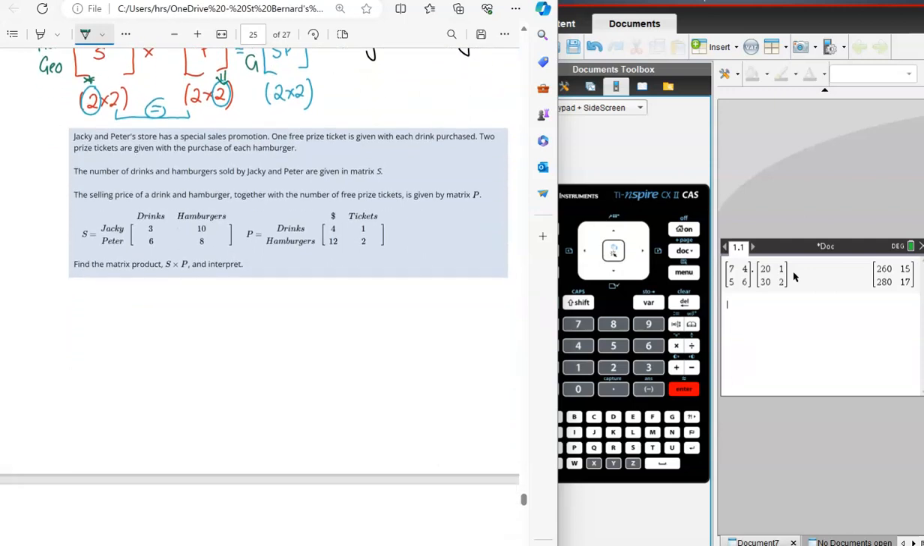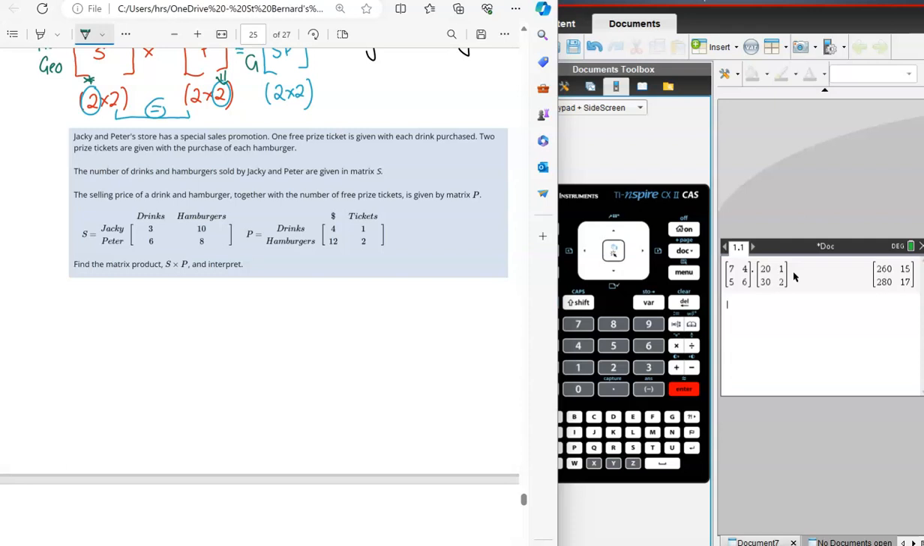So Jackie and Peter's store has a special sales promotion. One free prize ticket is given to each drink purchase. 2 prize tickets are given with the purchase of each hamburger. The number of drinks and hamburgers sold by Jackie and Peter are given by S, and the selling price of the drink and the hamburger together with the number of tickets is given by P. So they once again want you to calculate S by P.